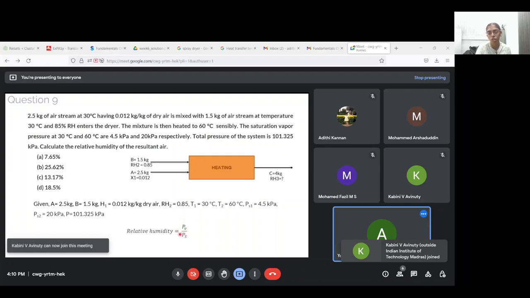So saturation pressure is indicative of the total amount of water vapor that can possibly be present, and your vapor pressure will give you the total amount of water vapor that is currently present in the air that you are dealing with.